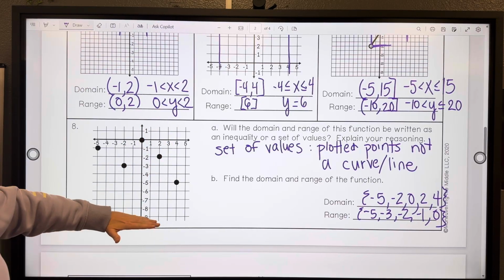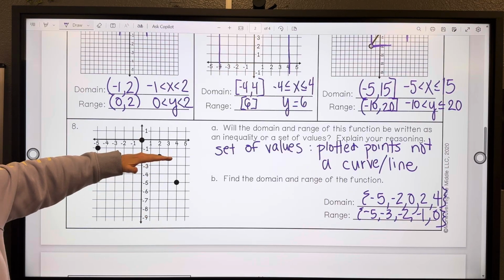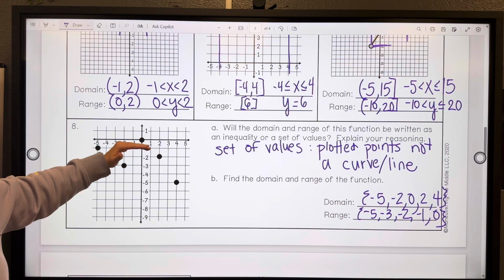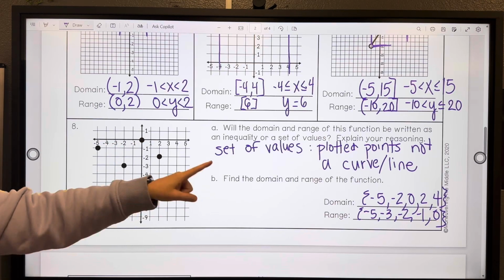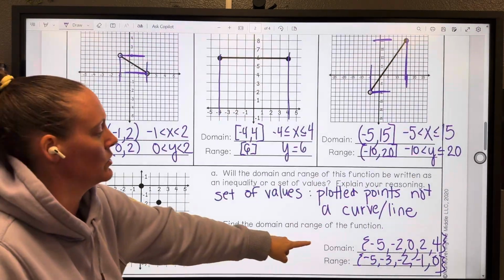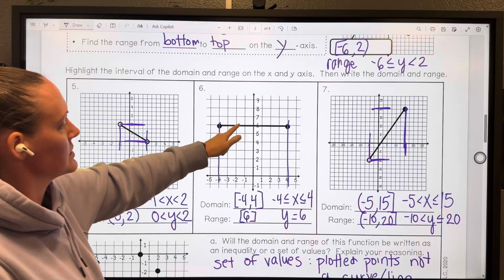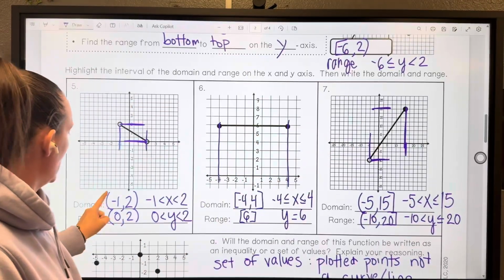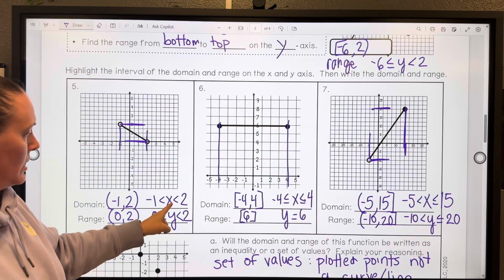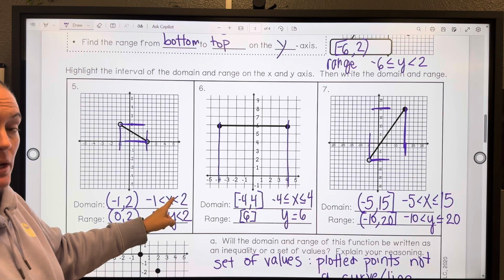Okay, start at the bottom, for y is for range. Negative 5, negative 3, negative 2. There's a value at negative 1 over here, and there's a value at 0 right there. That is where the domain and range come from. Okay, so if you have dots like this, you have sets like this. If you have curves or lines like this, you're going to have interval notation and less than, greater than inequality notation.